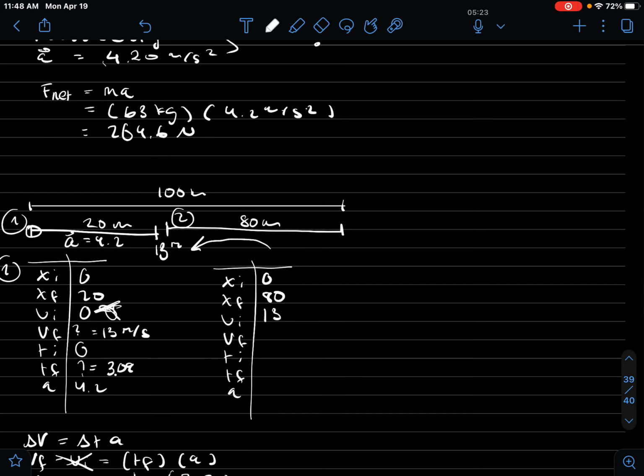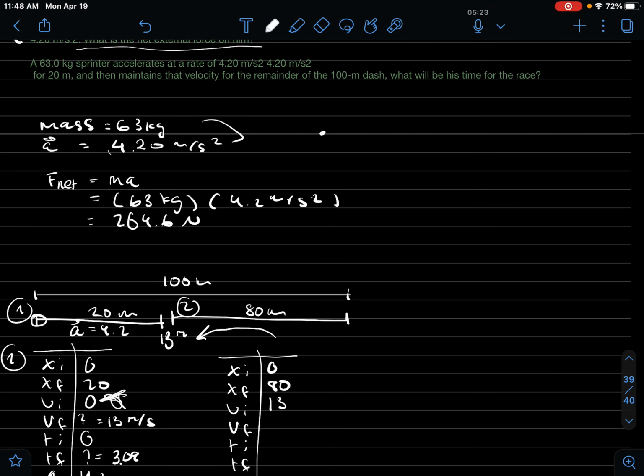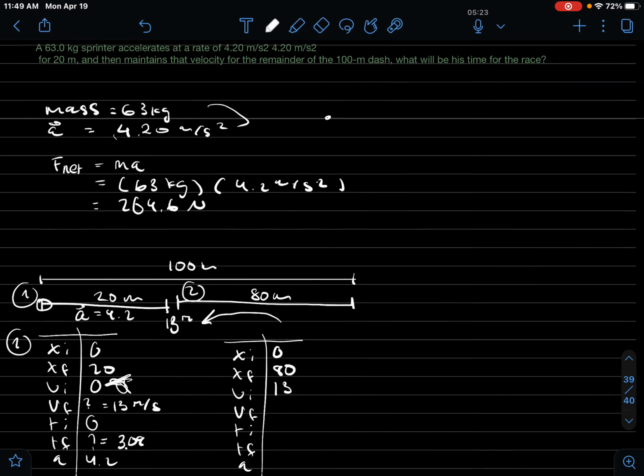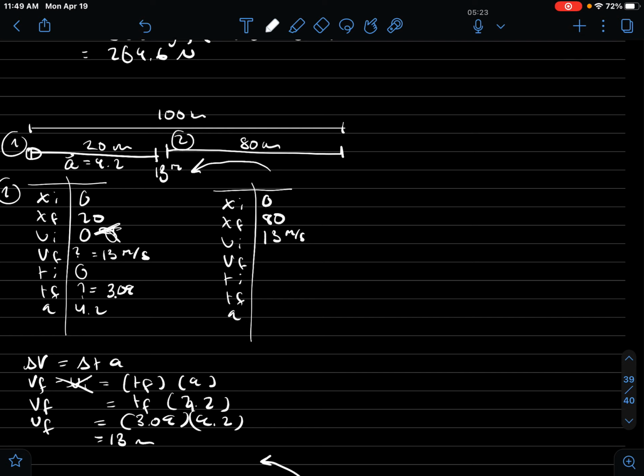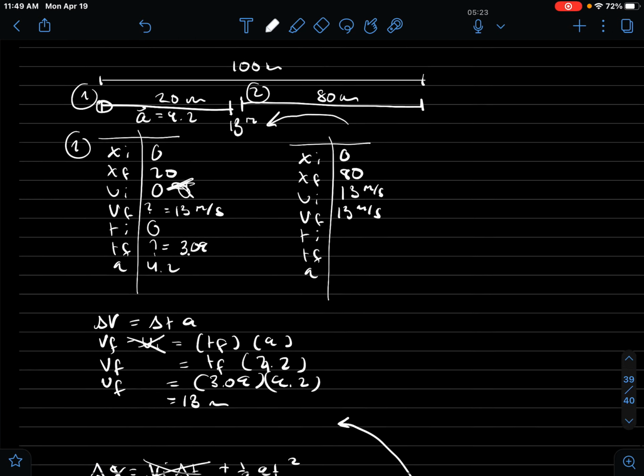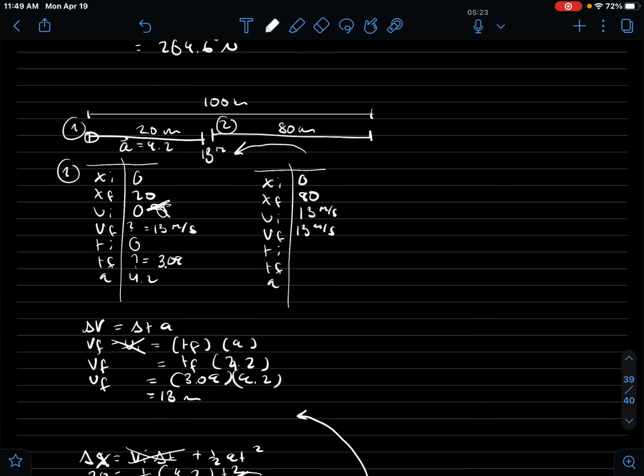Vi is 13. And in the problem, they said he maintained the velocity for the remainder of the race. That means his velocity will be the same until he reaches his final point. Let's say it starts at 0. You can say start at 3.09 and add up, but let's make it simple like this. You don't know the final time, and because the velocity is constant, your acceleration is 0.